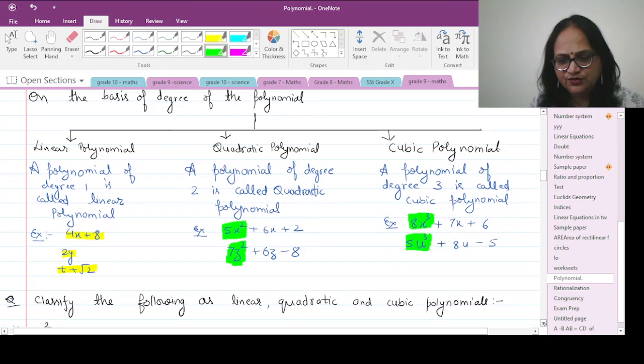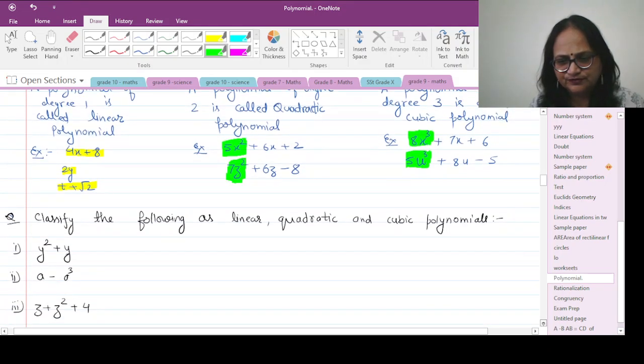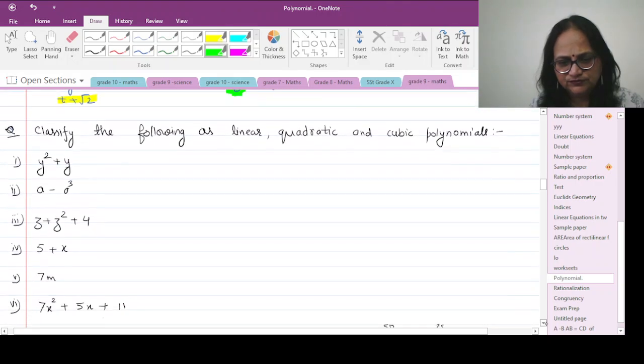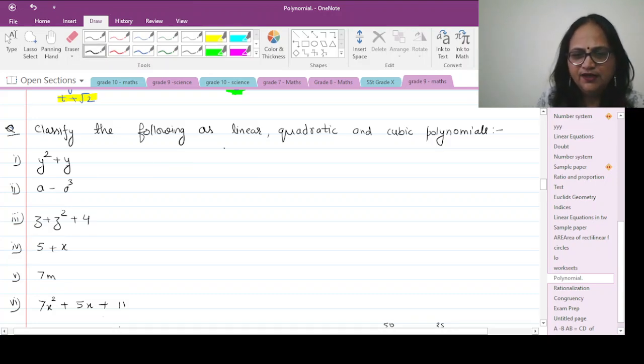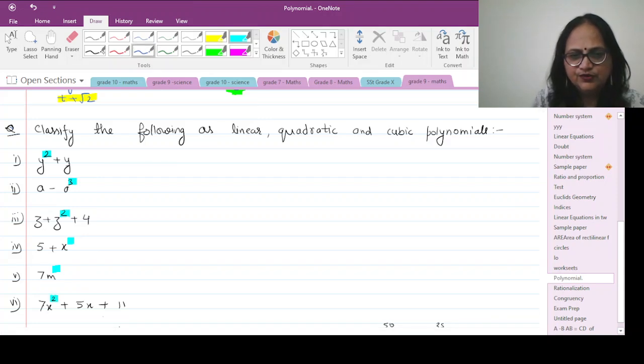So if you have understood, you can solve the next question. Quite simple. You have to classify the following as linear, quadratic and cubic. Y to the power 2 plus y. What is the maximum power of the variable, kids? Maximum power of the variable is 2. Here 3, here 2, here 1, here 1, here 2. Fine. So with power 2, it's quadratic.